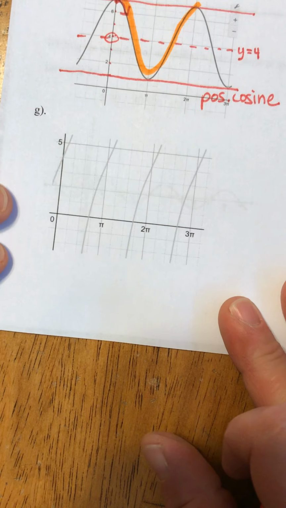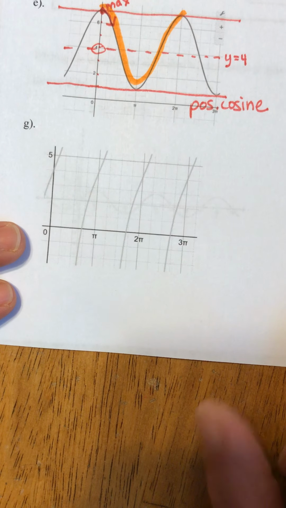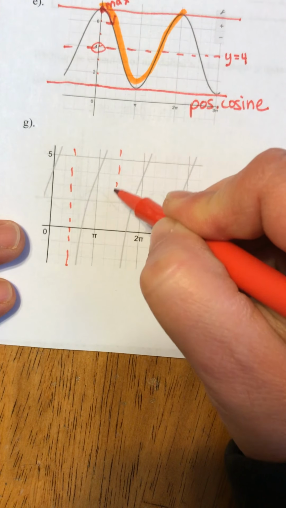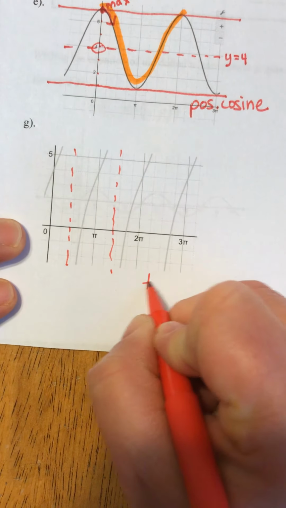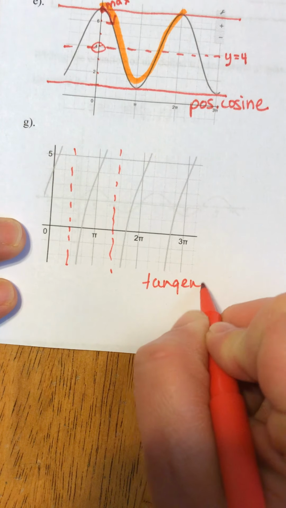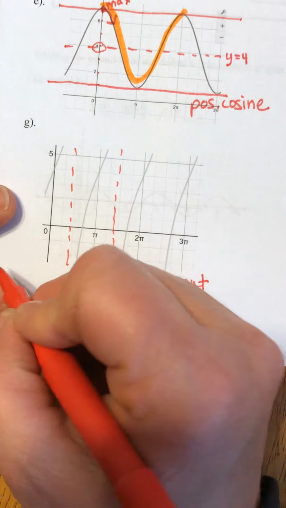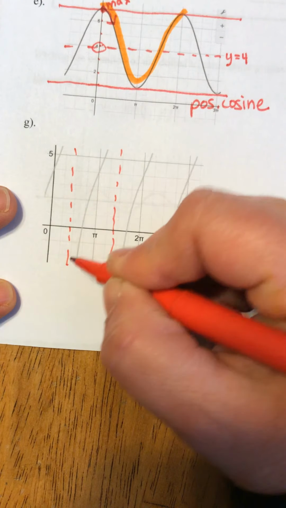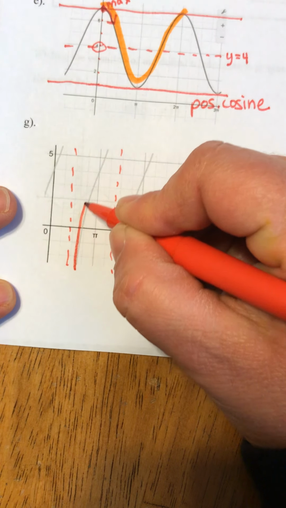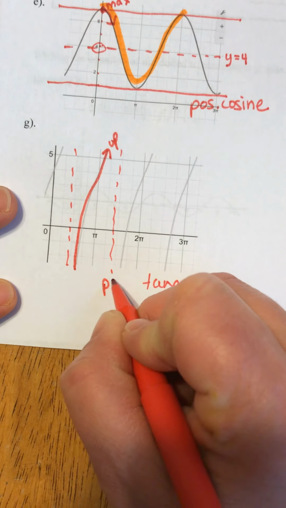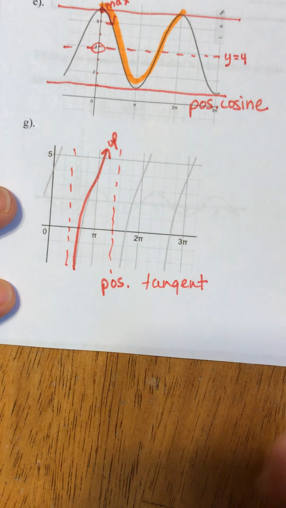All right, couple more to do here. This last one, immediately when you see this, you should notice that it has these vertical asymptotes in it. So you already know that it's a tangent graph. Okay? Next thing we need to know about it, is it increasing or decreasing? So just from left to right, find one of these nice curves, put your pen on it, and follow it. It ends in the up direction. So you know that when a tangent is increasing, it's a positive tangent graph.